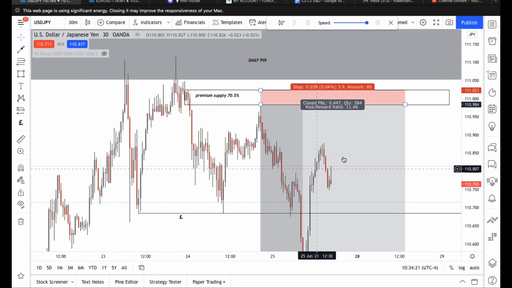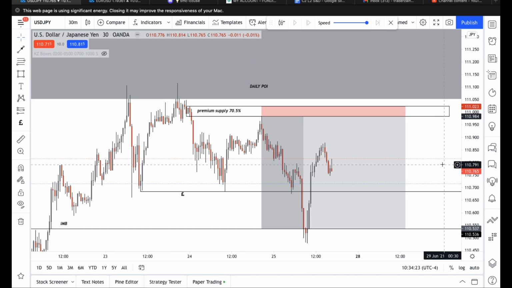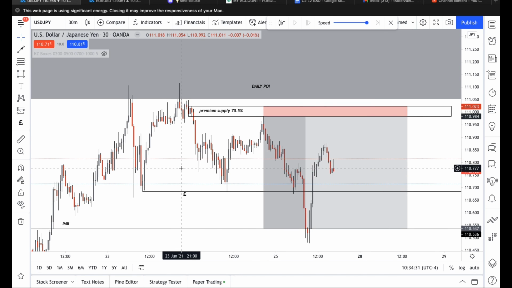Yeah, so now you lot understand how we locate our zones and which zones to select. Simply go off the zone that is in the premium or the discounted level, preferably the ones that align with the 70.5 and the 79%.